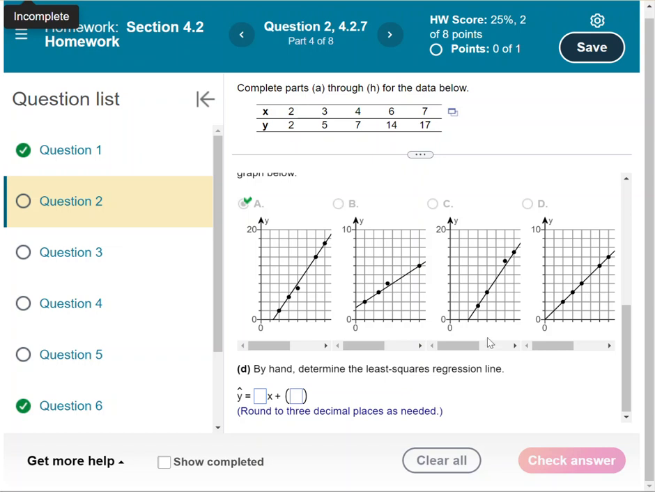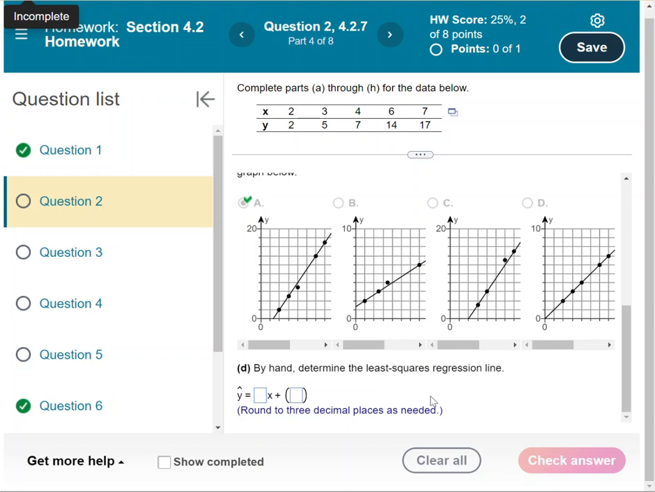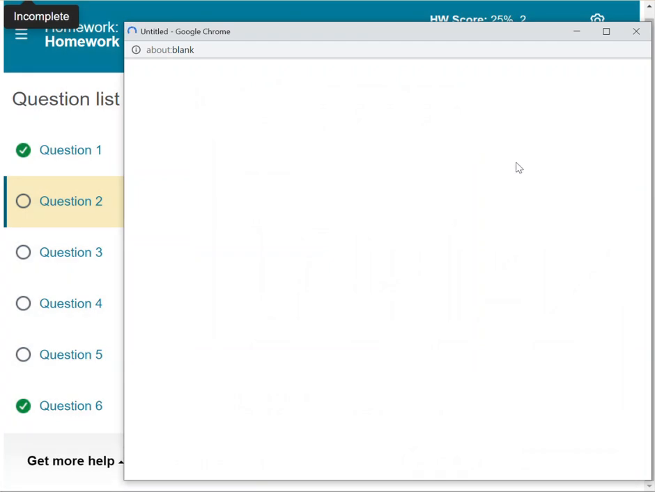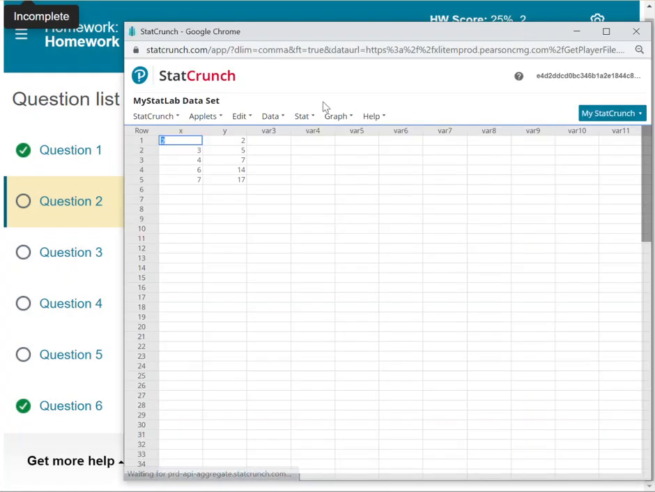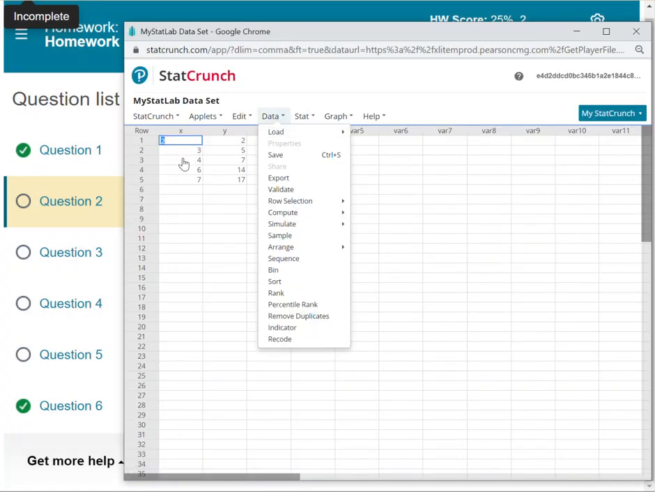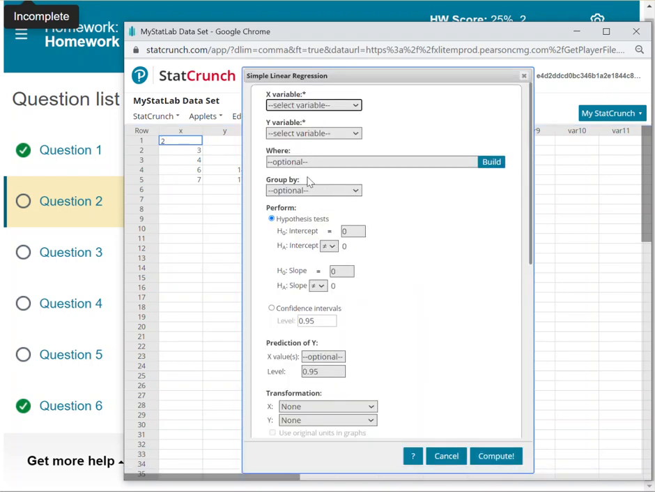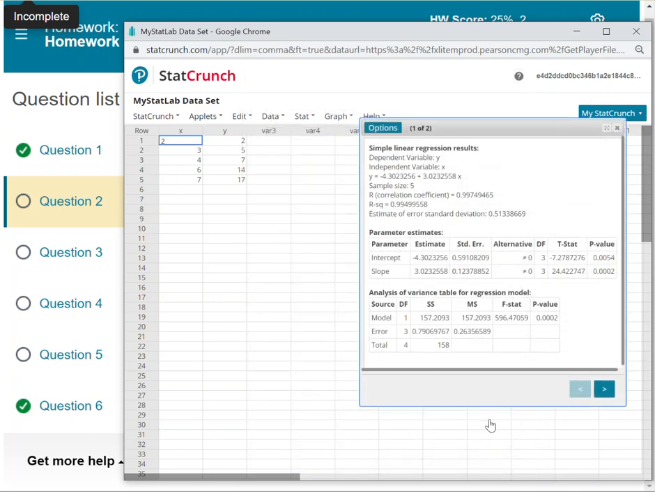All right, let's go to the next slide. By hand, determine the least squares regression line. We will not do that by hand. Let's go ahead and click here, go to StatCrunch. Notice we have 5 data points. I guess that's not going to matter on this problem. So we've got to choose X and Y, and let's go ahead and compute.